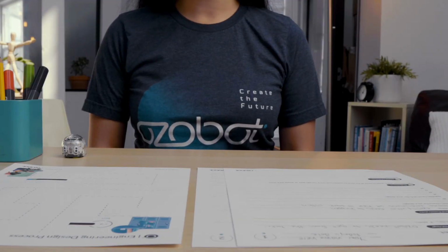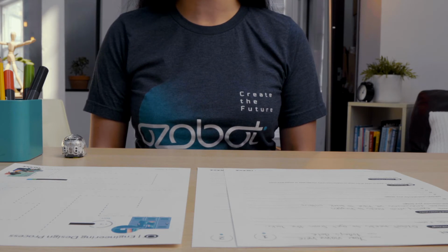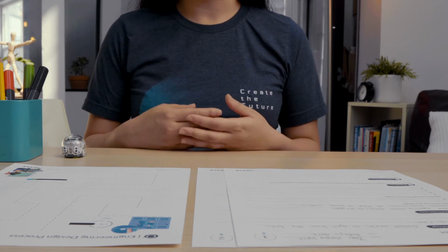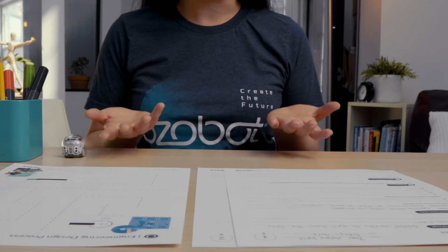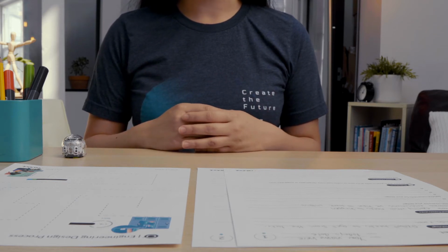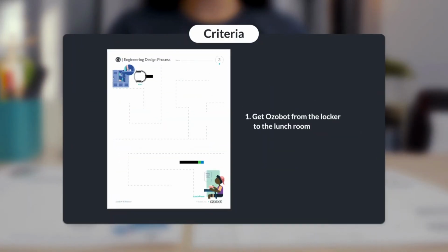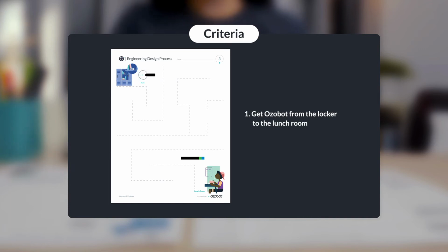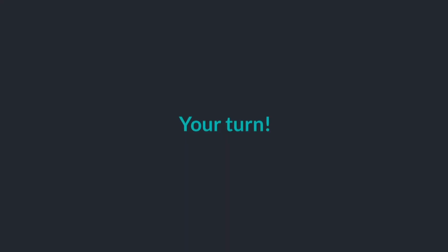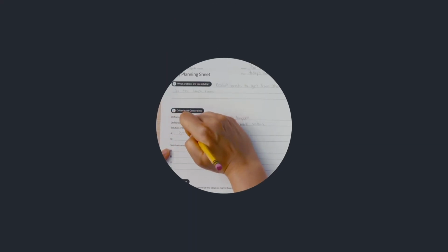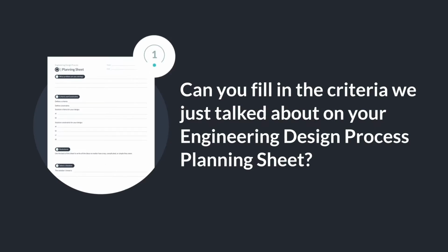We know what criteria and constraints are now, so it's time to identify those in the context of our problem, getting Ozobot from its locker to the lunchroom. First, let's write down the criteria. The requirements are get Ozobot from the locker to the lunchroom and use 5 color codes. Can you fill in the criteria we talked about on your engineering design process planning sheet?